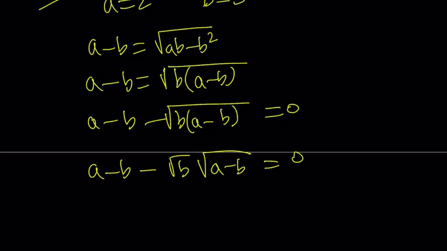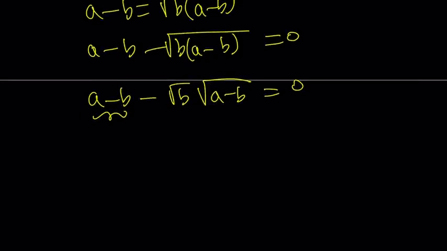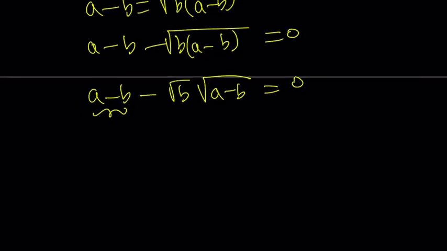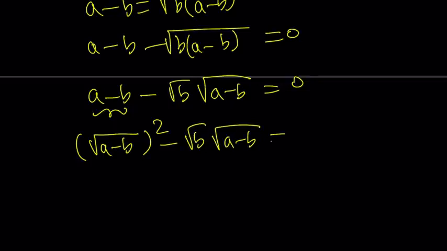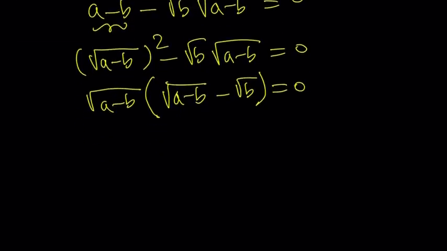Now don't cancel out anything. Don't leave stuff on either side. Let's go ahead and factor a minus b. Notice that we have the square root of a minus b. So I can basically write this as square root of a minus b squared, right? And then this expression becomes factorable. And the greatest common factor would be square root of a minus b. And inside the parentheses, we have square root of a minus b minus the square root of b equals 0. So this is how we solve this using the second method.